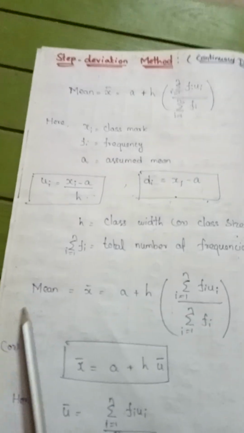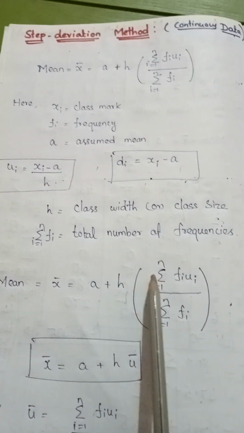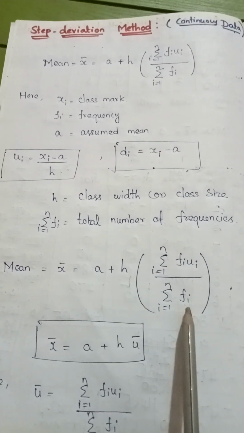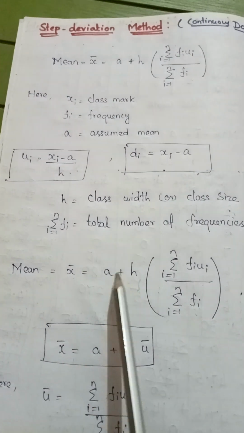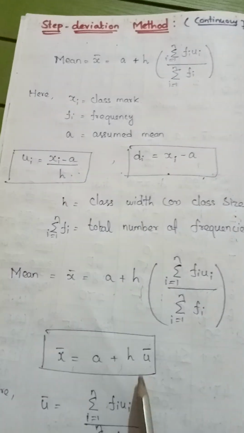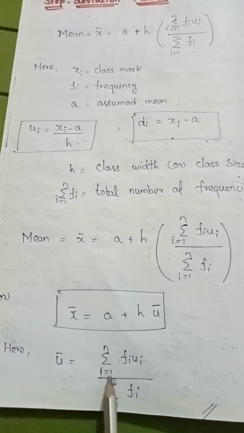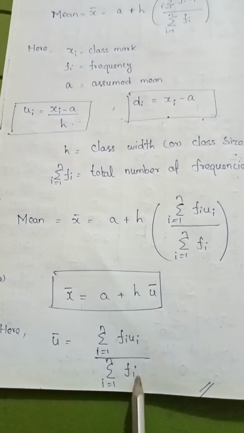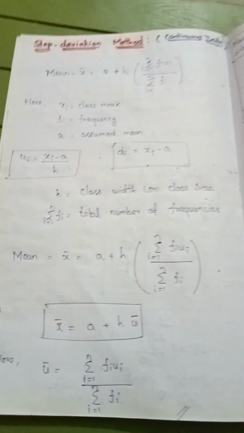Okay. So mean, x bar equals small a plus h of the summation i equals 1 to n of fi ui, divided by the summation i equals 1 to n of fi. So x bar equals small a plus h into this, instead of this value we can write u bar. Here u bar equals the summation i equals 1 to n of fi ui divided by the summation i equals 1 to n of fi. This is the step deviation method for continuous data.